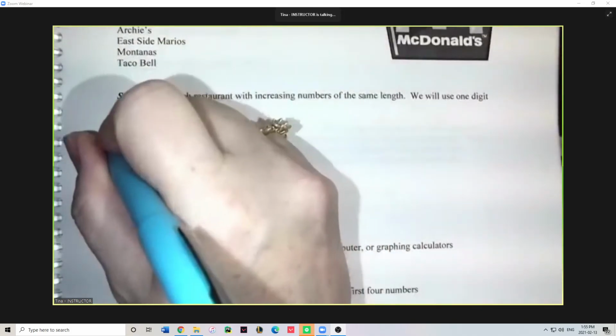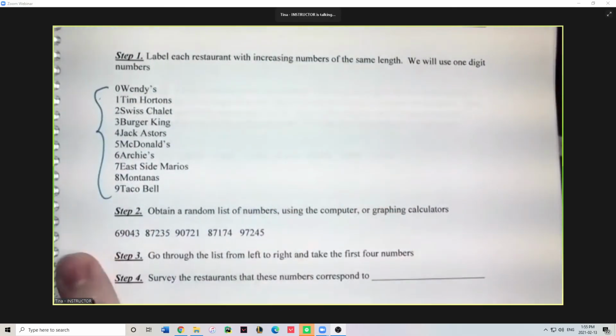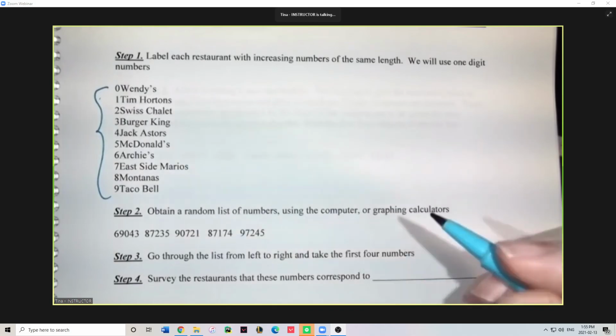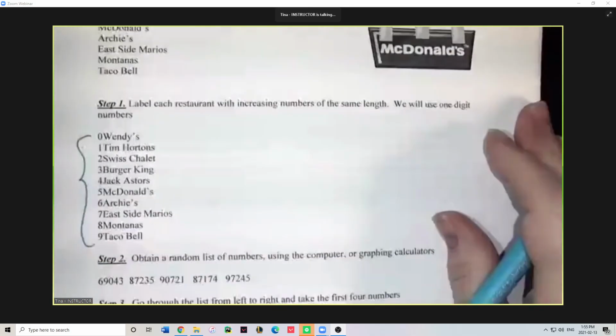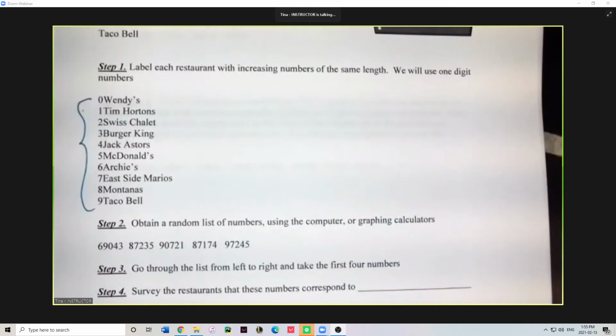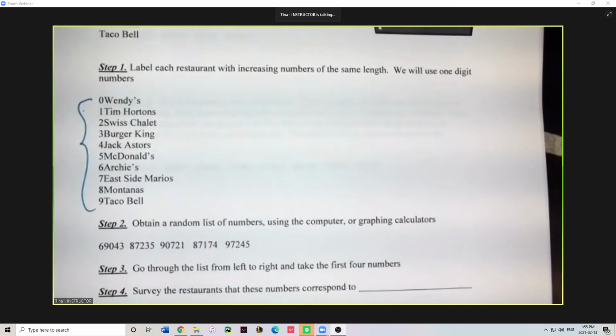So this one has Wendy's all the way to Taco Bell being 0 to 9. And we've got this random list of numbers. So we have to go through the list from left to right and take the first 4 numbers. It says up here, we want to call 4 of the restaurants. And we only circle 1 at a time because everybody is represented by 1 number. As soon as everyone has to be 2 digits, then you'd have to circle 2 at a time.